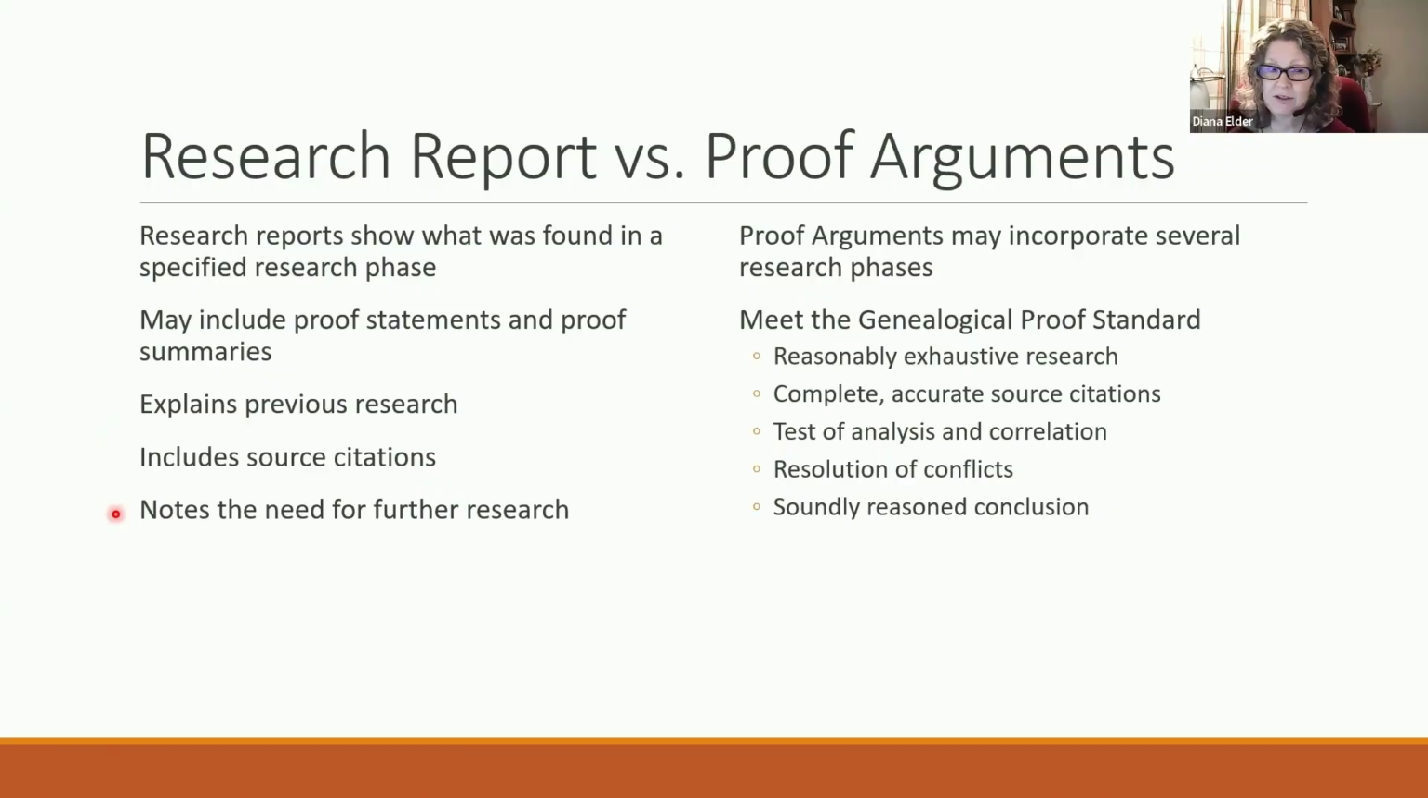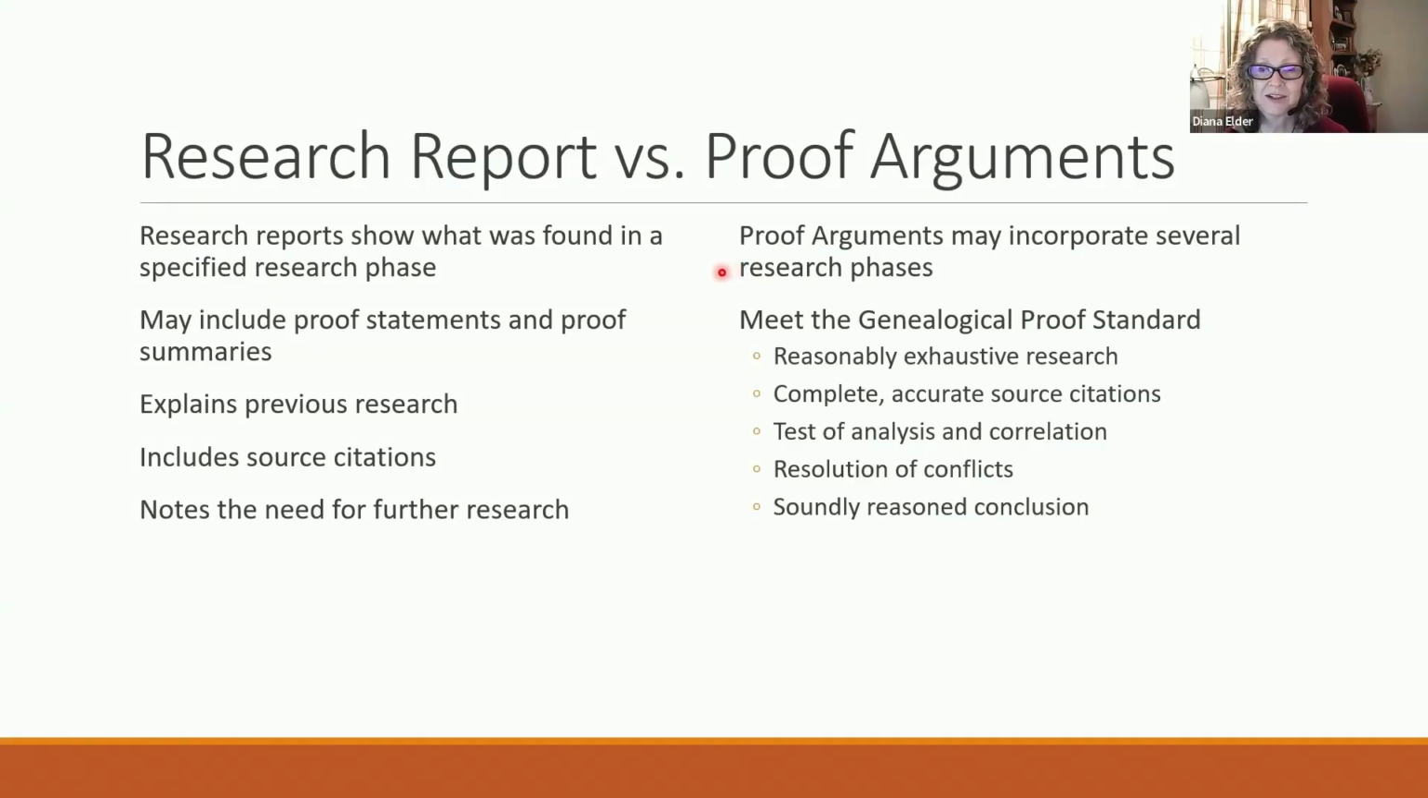We may have finished the research, and then in that case, our further research ideas would be maybe to go off on a new objective, perhaps following one of the fan club or some new tangent that we could do, but we have the basic objective met. So our research report is different from a proof argument. Our proof arguments could incorporate several research phases.